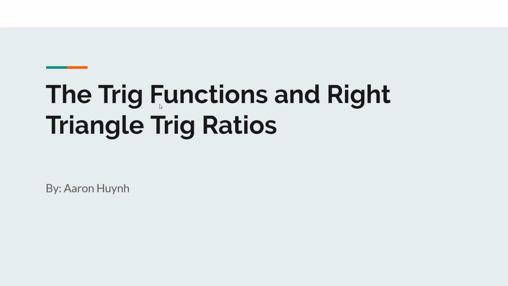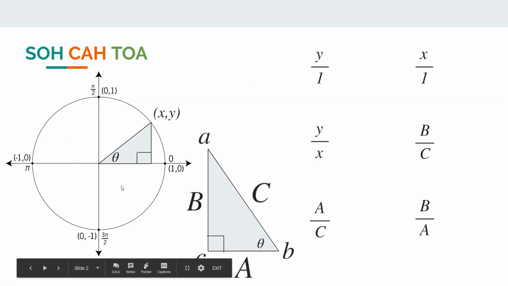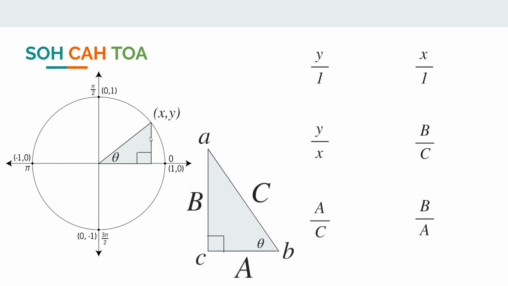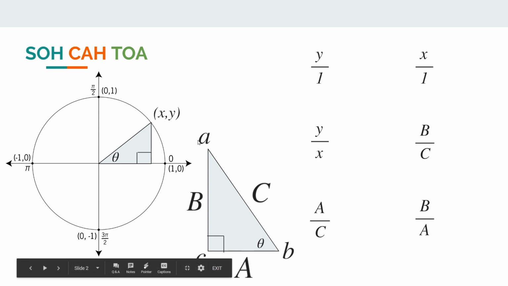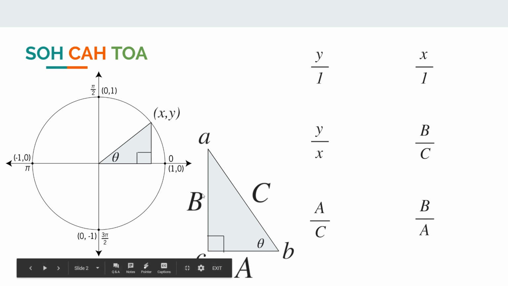Hello, for today's project, we'll be going over trig functions and right triangle trig ratios. To start it off, essentially what a trig function is, is that it sets an angle of a right triangle equal to two sides of that triangle. So like a ratio, if you will. And when going about solving trig functions or ratios, you can either use the unit circle definition, which we have here, or just the standard SOHCAHTOA way.